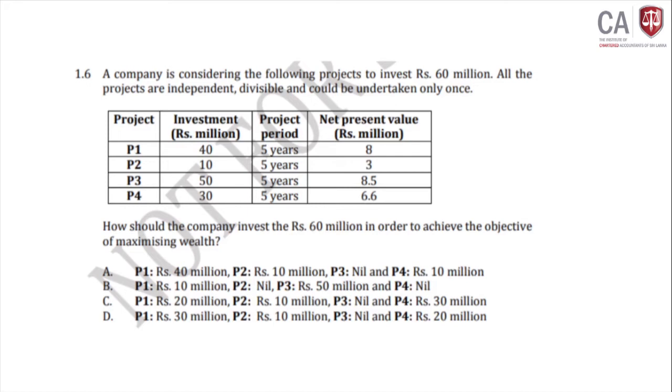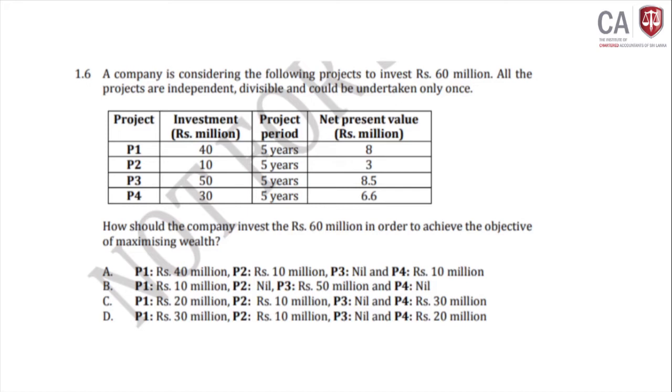If you look at all the NPVs, they are positive, so all the projects are viable, but we don't have enough money. The investments are 40 million, 10 million, 50, 30, so the summation is more than 60. So this is a capital rationing situation. When you have capital rationing and the projects are divisible, we use the concept called profitability index to rank the projects and allocate the capital among them.